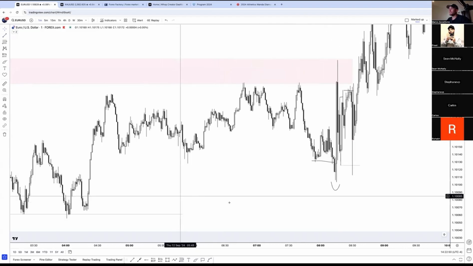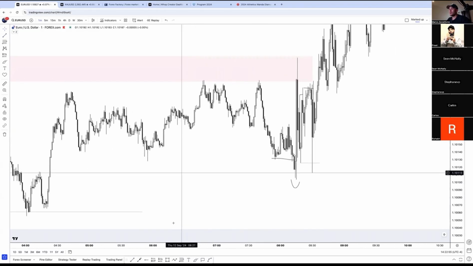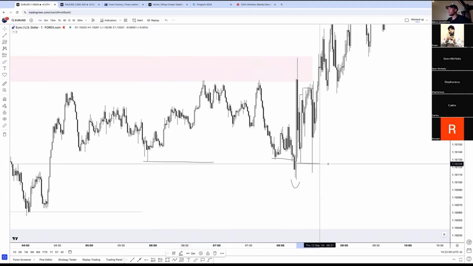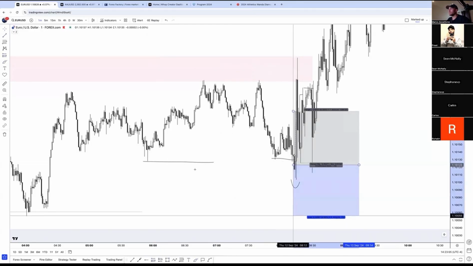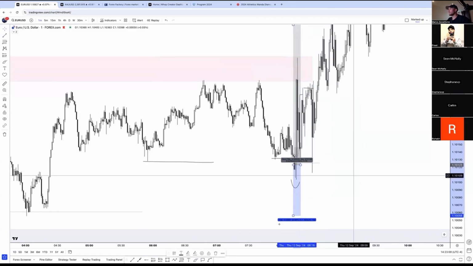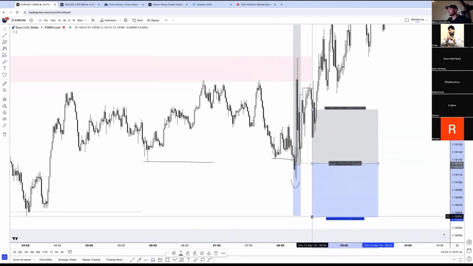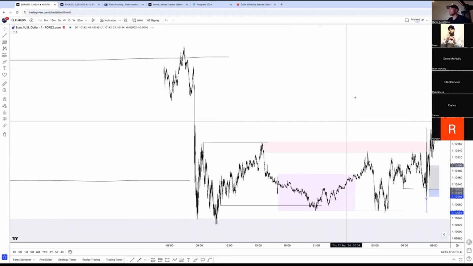So opportunities to buy below here. Opportunities to buy below here and below here. This would have been the first entry. And if you didn't get that, second entry was right here. Stop below the low. Okay? Where are we targeting?